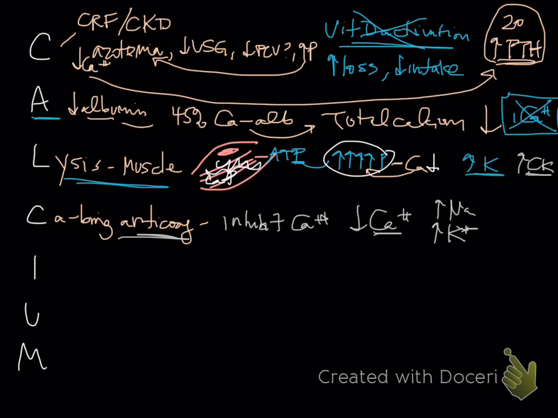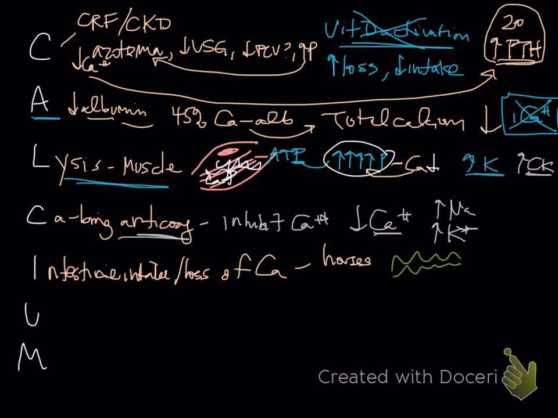All right, moving along. I, what is I? Ooh, intestinal intake. So intestinal intake or loss of calcium. And this is a big one because especially in horses, remember horses are very reliant on their GI tract to actually absorb calcium. So there's the horse GI tract. It's very, very, very long. They need to absorb a lot of calcium in their GI tract because they are not dependent on their kidneys. So any sort of GI disease in horses, especially diffuse disease, they can become hypocalcemic.